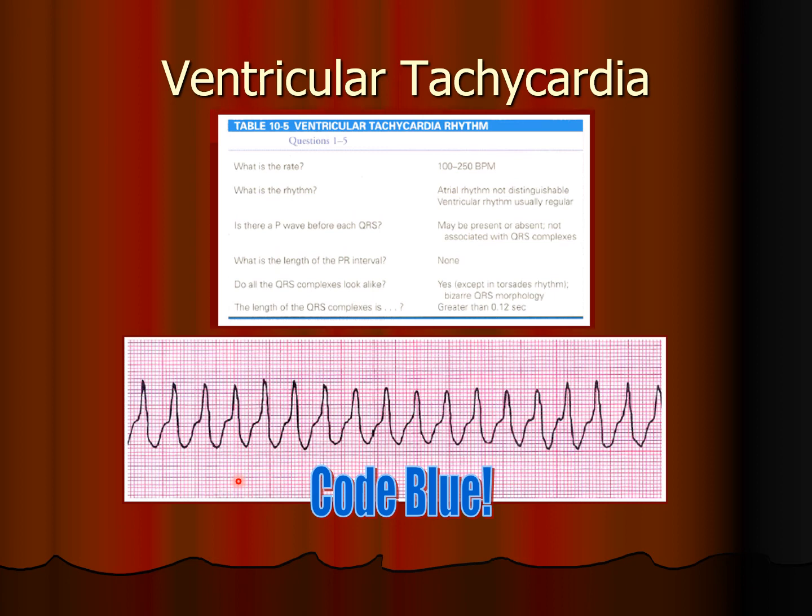Okay, but remember, V-tach is regular. All right, the R waves are all equally far apart from one another. They're all wide and they all look the same.